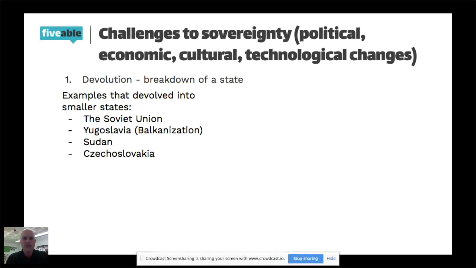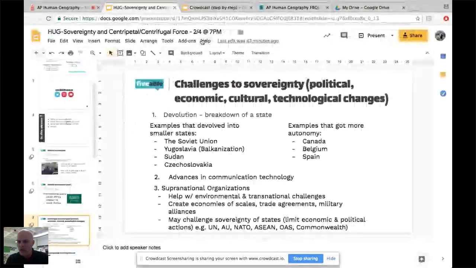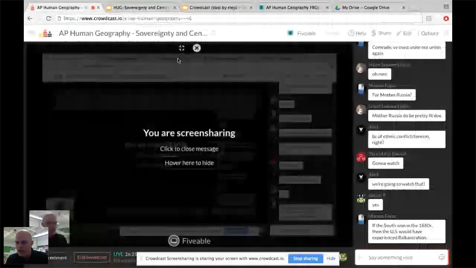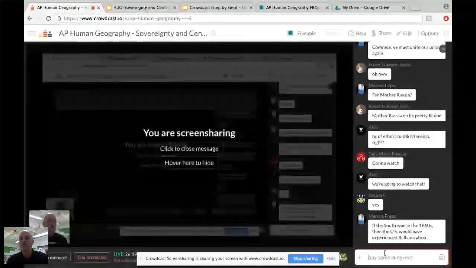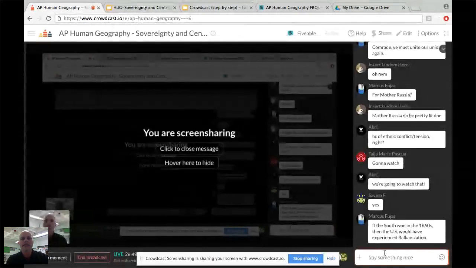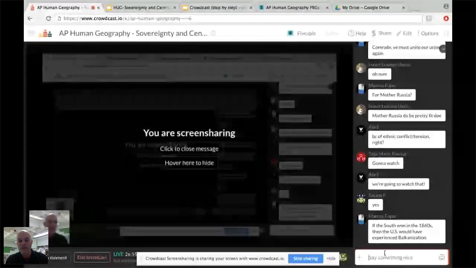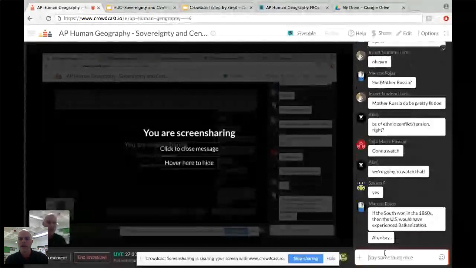Then we have Sudan. Sudan broke up into, right, if the South won the 1860s, we would have had, I wouldn't call that Balkanization. It would have been devolution, all right? It's not Balkanization because it's really not a difference in the ethnicities. The people in the North and the people in the South are effectively the same ethnicity. So it is a form of devolution, but not a form of Balkanization. Make sure you understand that distinction.